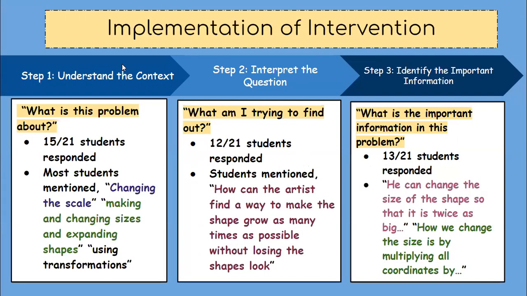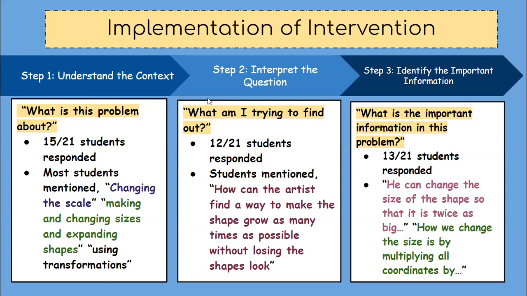So more specifically, what is the 3-read protocol? We're basically reading the problem 3 times. So the first time we read it, and then I asked them what the problem was about. Students mentioned that it was about changing the scale, making and changing sizes and expanding shapes, using transformations, all things that were relevant. And then we went back through and we read it a second time.